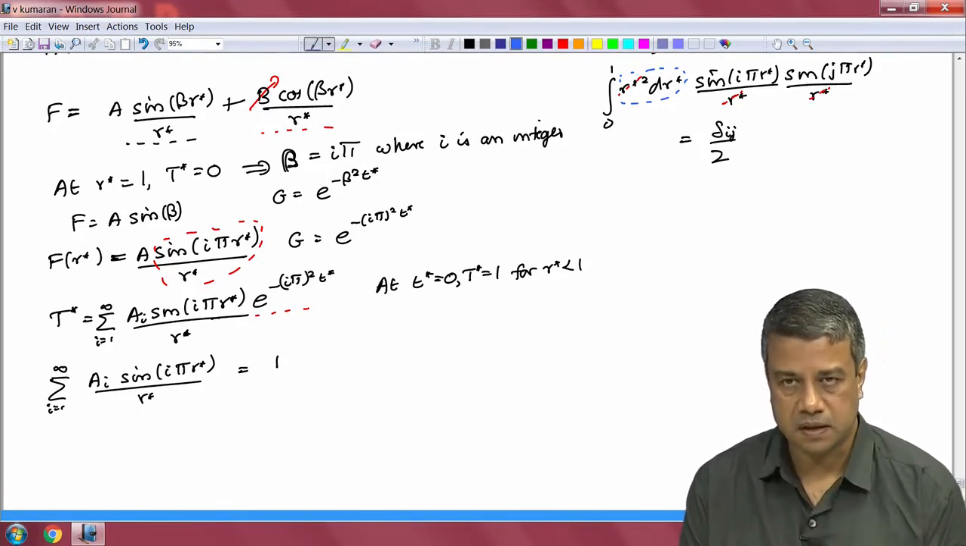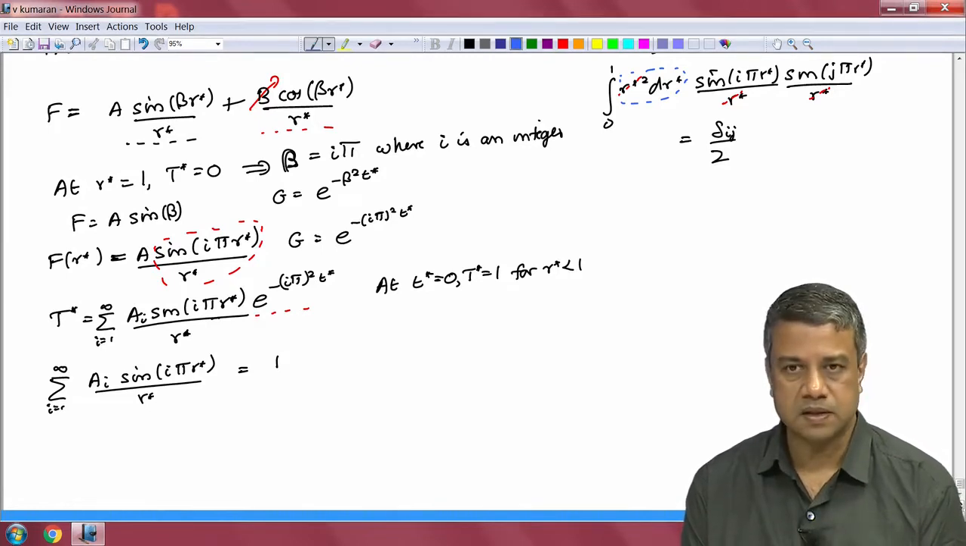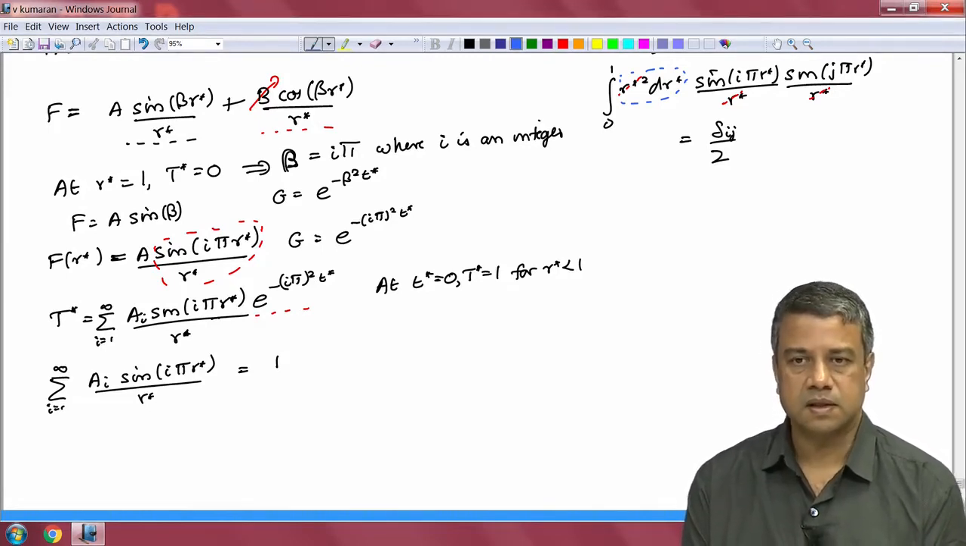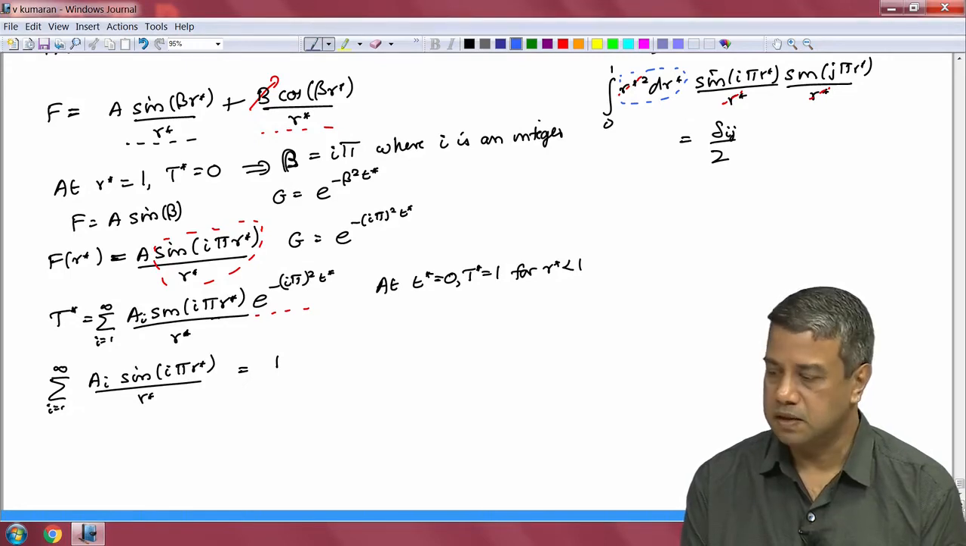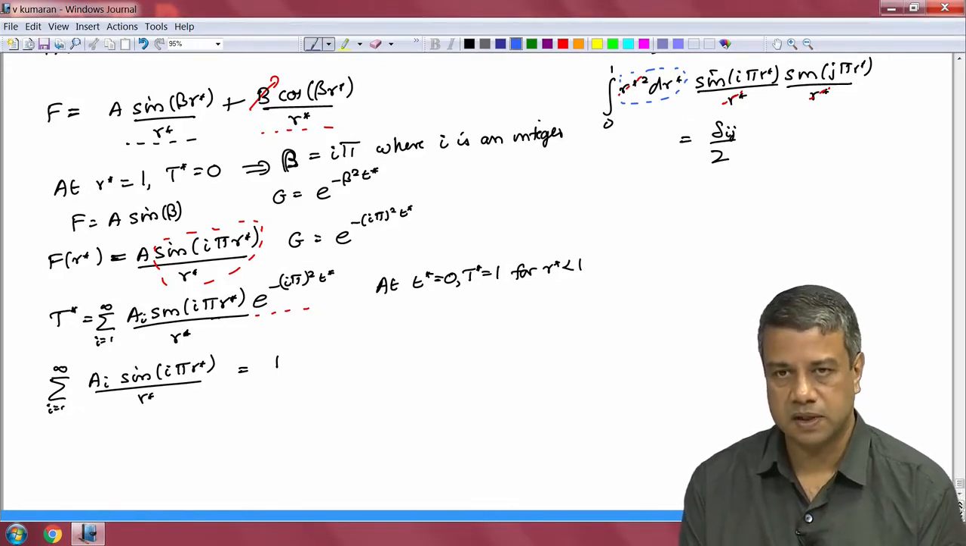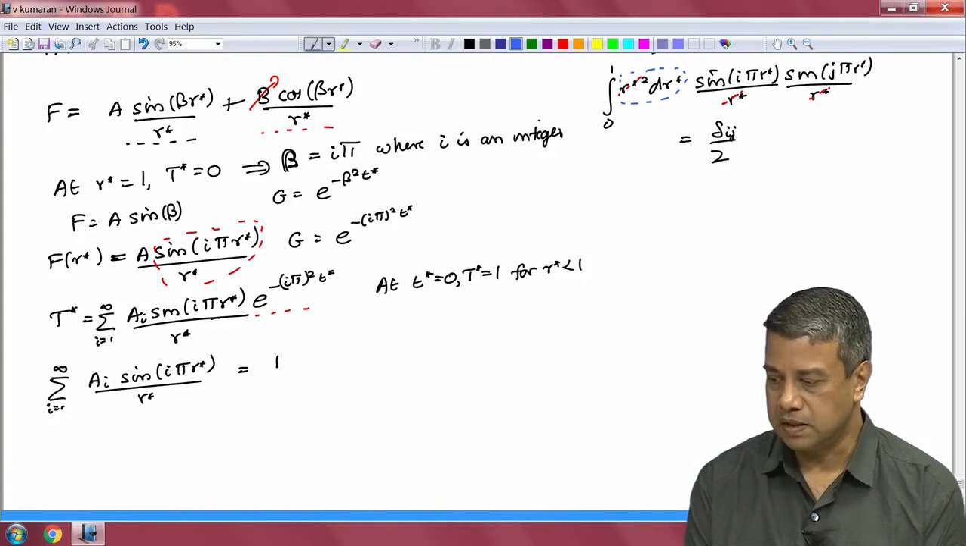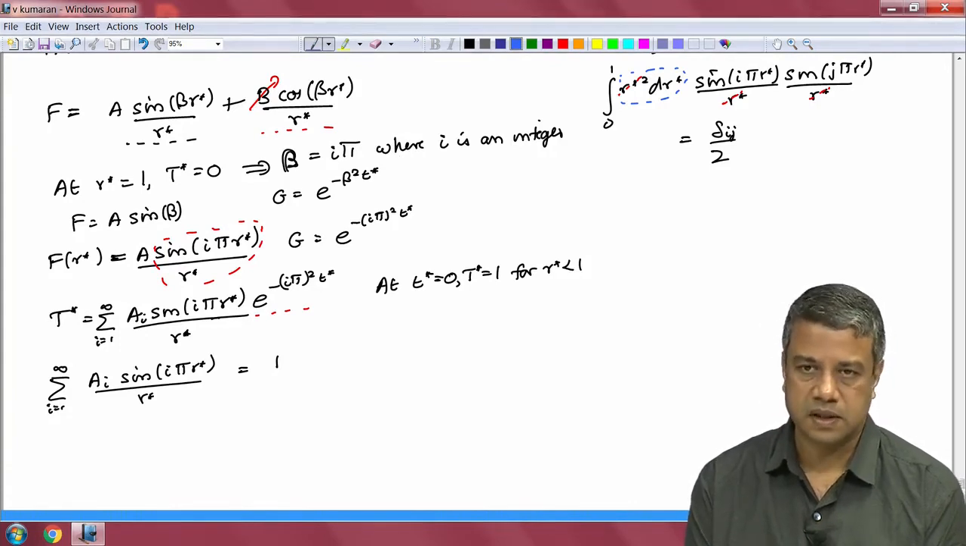It contains a factor of R square, because in a spherical coordinate system the surface area is proportional to R square, or the volume is proportional to R square dr. The differential volume is proportional to R square dr.